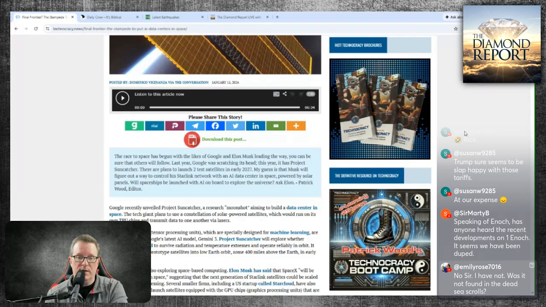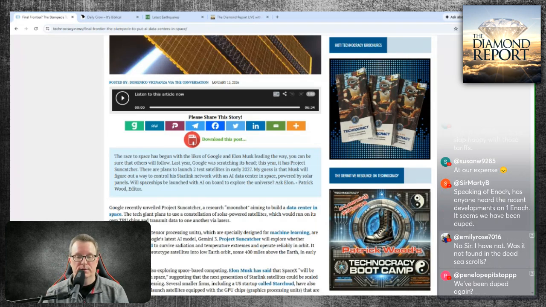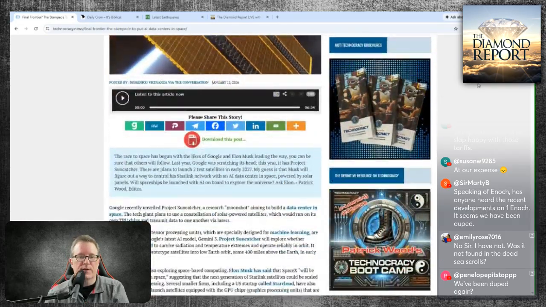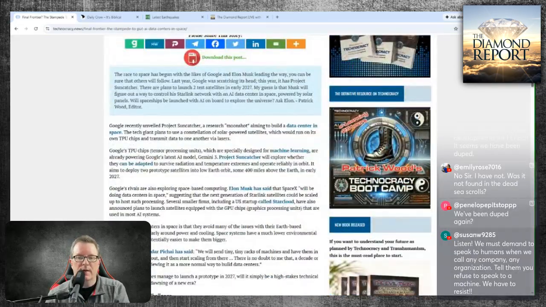My guess is that Musk will figure out a way to control his Starlink network with an AI data center in space, powered by solar panels. Will spaceships be launched with AI on board to explore the universe? Ask Elon. So, yeah, who knows where this is going, but it does seem like that would be a natural next step.